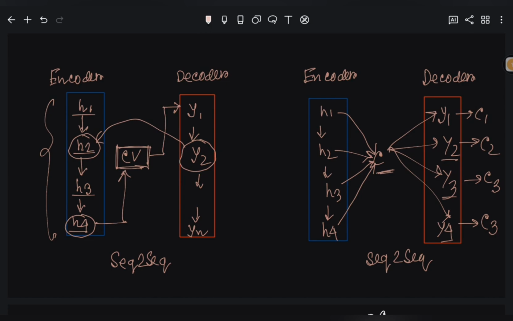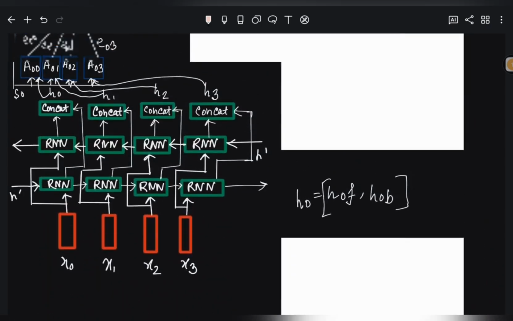So I hope you got an overview of what this attention mechanism is: instead of only using the last hidden state, we will also use the intermediate hidden states, and with that we will create a context vector, and that context vector will be different for each of the output time steps, right? So this is sequence to sequence with attention. And the other one which we discussed, and also implemented last time, was without the attention mechanism, right? Now let's go and check the detailed math of this.